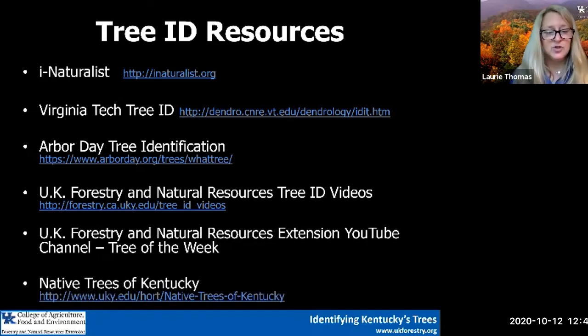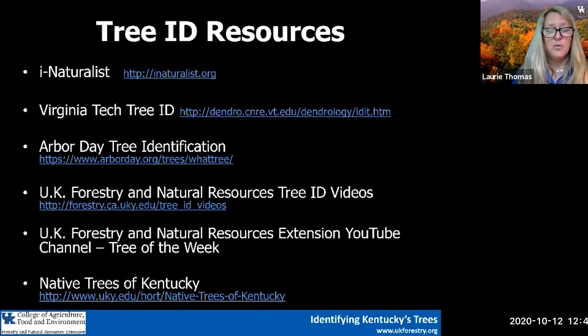And then there's Native Trees of Kentucky that the university's horticulture department has, and they have about 80 different fact sheets on native trees of Kentucky. It's very useful, lots of great information, some good fun facts in there too. So some good tree ID resources out there as well. But again, the one that we talked about was the tree finder, the little green manual. You can get that off of Amazon as well.